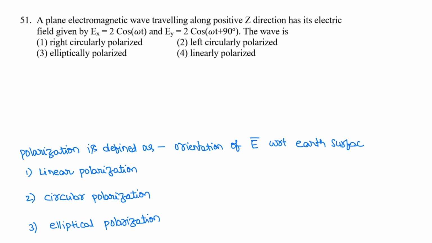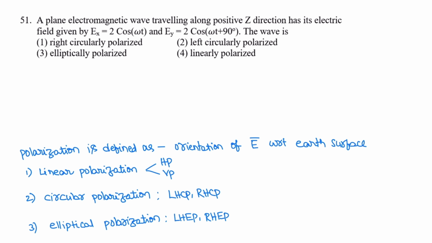This polarization is of three types in a broad sense: linear polarization, circular polarization, and elliptical polarization. Linear polarization is of two types, horizontal polarization and vertical polarization. In horizontal polarization, electric field is parallel to earth surface. In vertical polarization, electric field is perpendicular to the earth surface. Circular polarization is of two types, left hand circular polarization and right hand circular polarization, based on the direction of rotation of electric field. Elliptical polarization is also of two types, left hand elliptical polarization and right hand elliptical polarization.